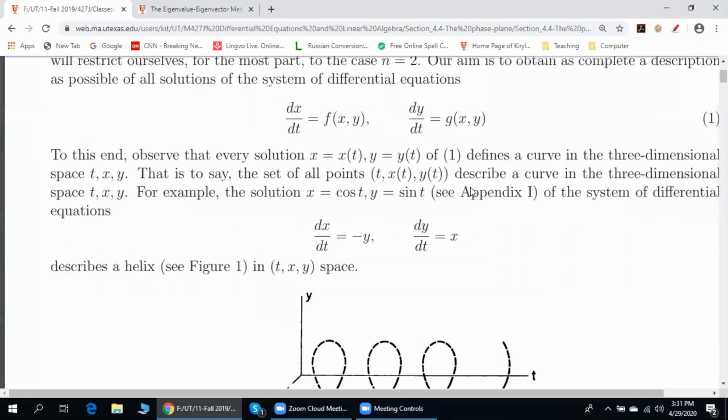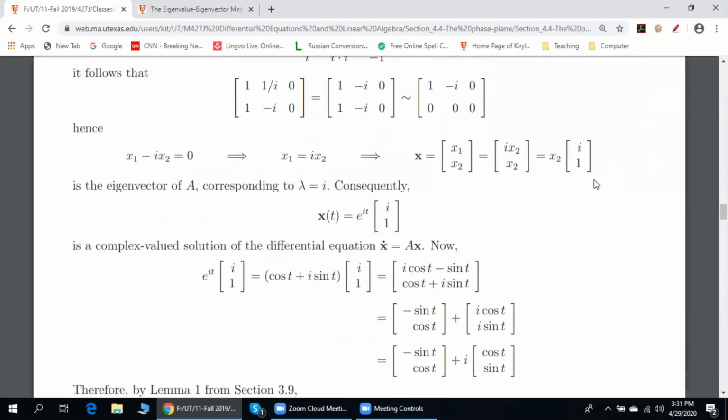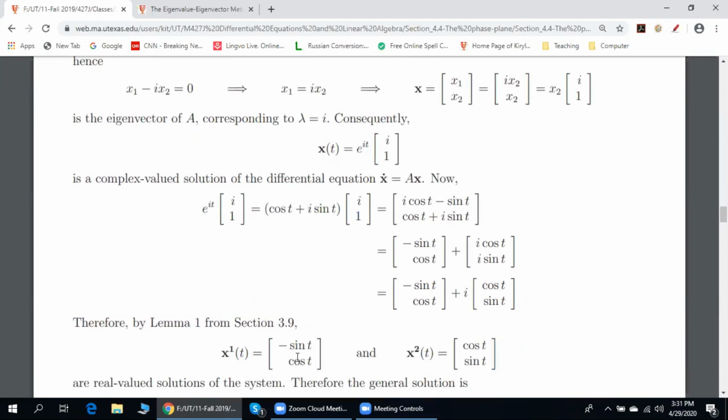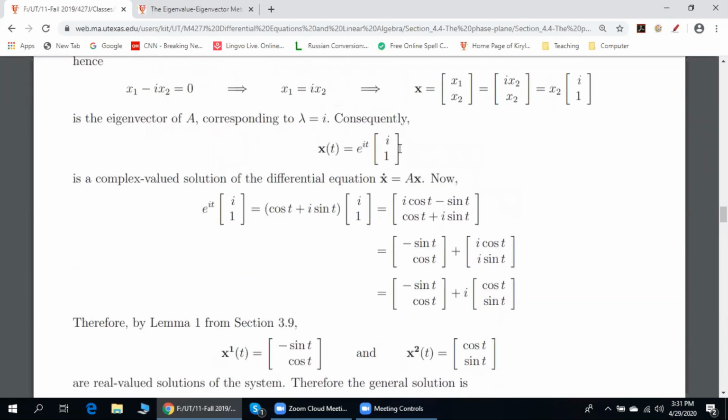If you scroll to the appendix, Mr. Kirill, so if you scroll down, so I understood that x is equal to x2 times (i, 1). It's an eigenvector, and then very shortly after it says consequently that it's equal to e to the power of it, and then in brackets (i, 1). Where did the e to the it come from?